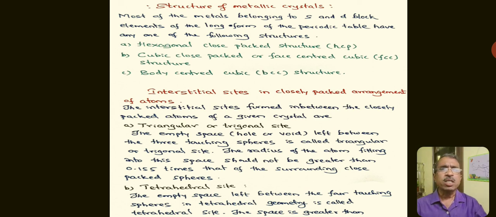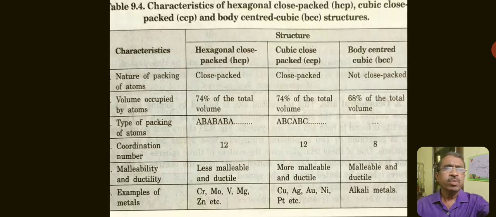The metallic crystals may have hexagonal close packed structure, known as HCP. They may have cubic close packed or face centered cubic structure, called FCC, and the third one, body centered cubic structure, known as BCC. Now these three have the following characteristics.